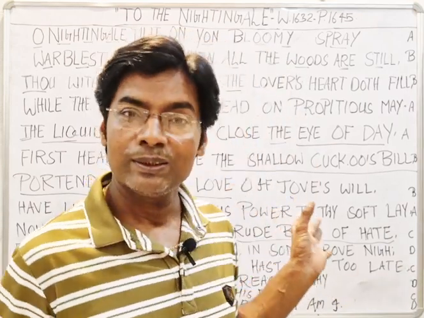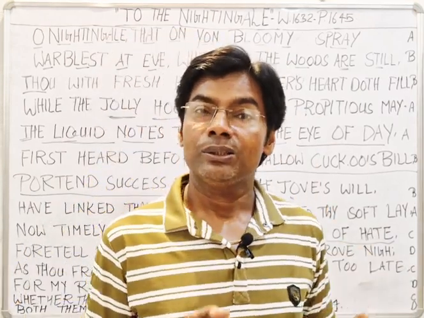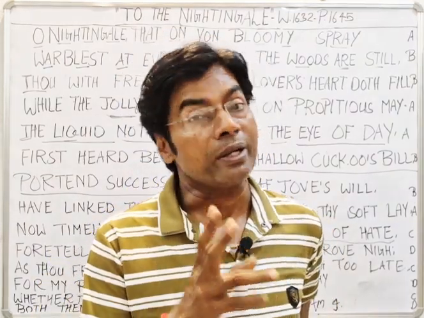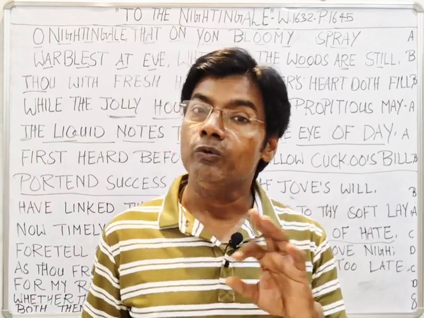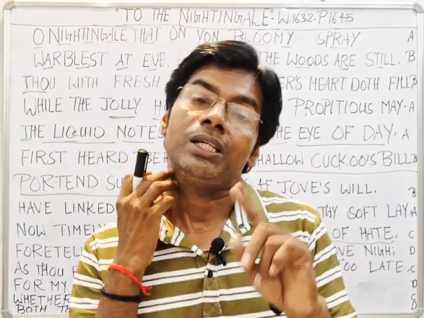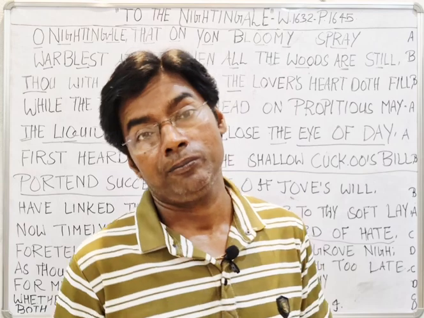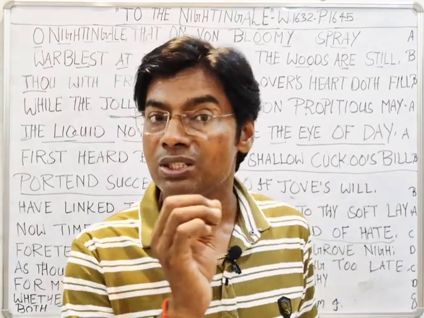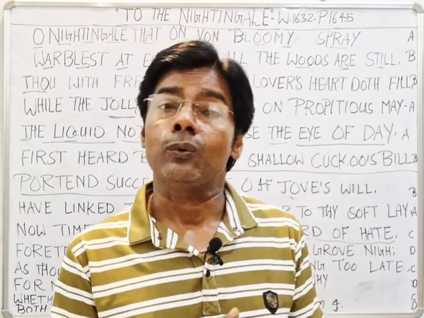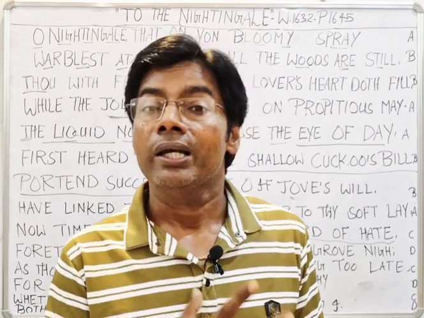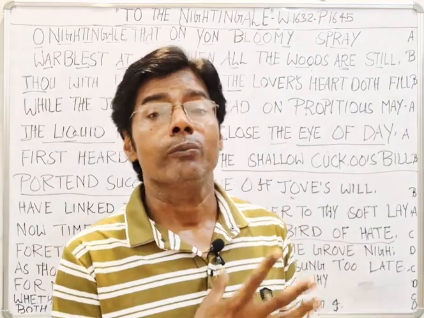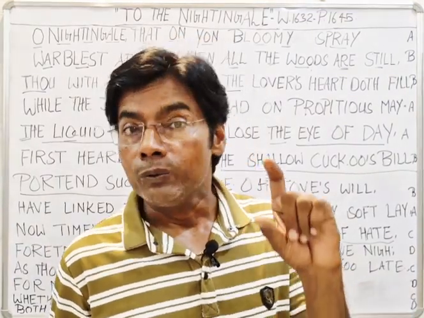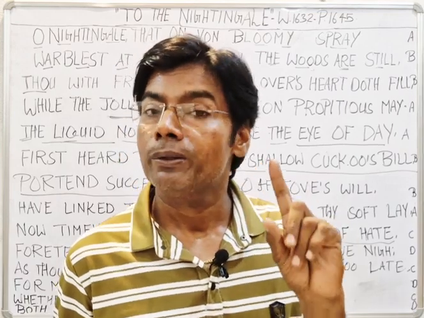So, this is To the Nightingale. The poem was written in 1632. Remember, but the poem was not published in the year of its composition. It was published in 1645 along with nine more sonnets and so many other poems under the title Poems of Mr. John Milton.